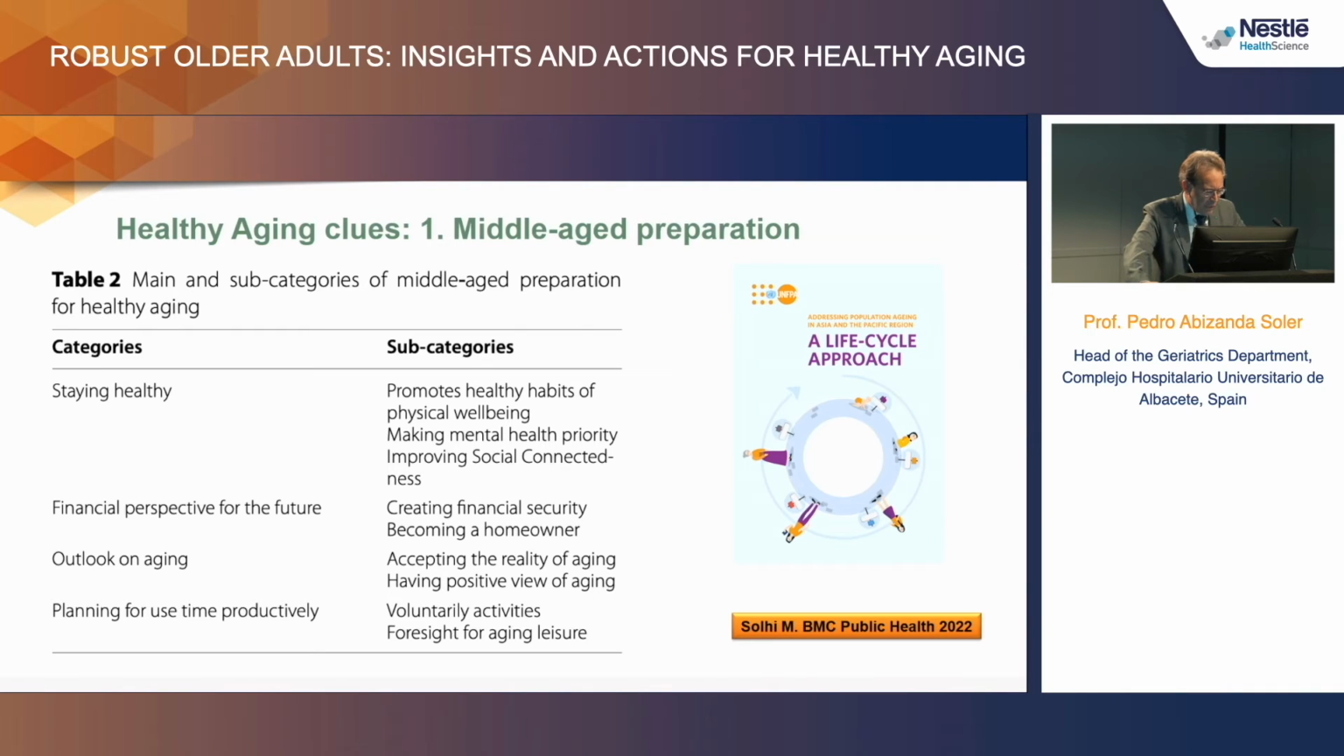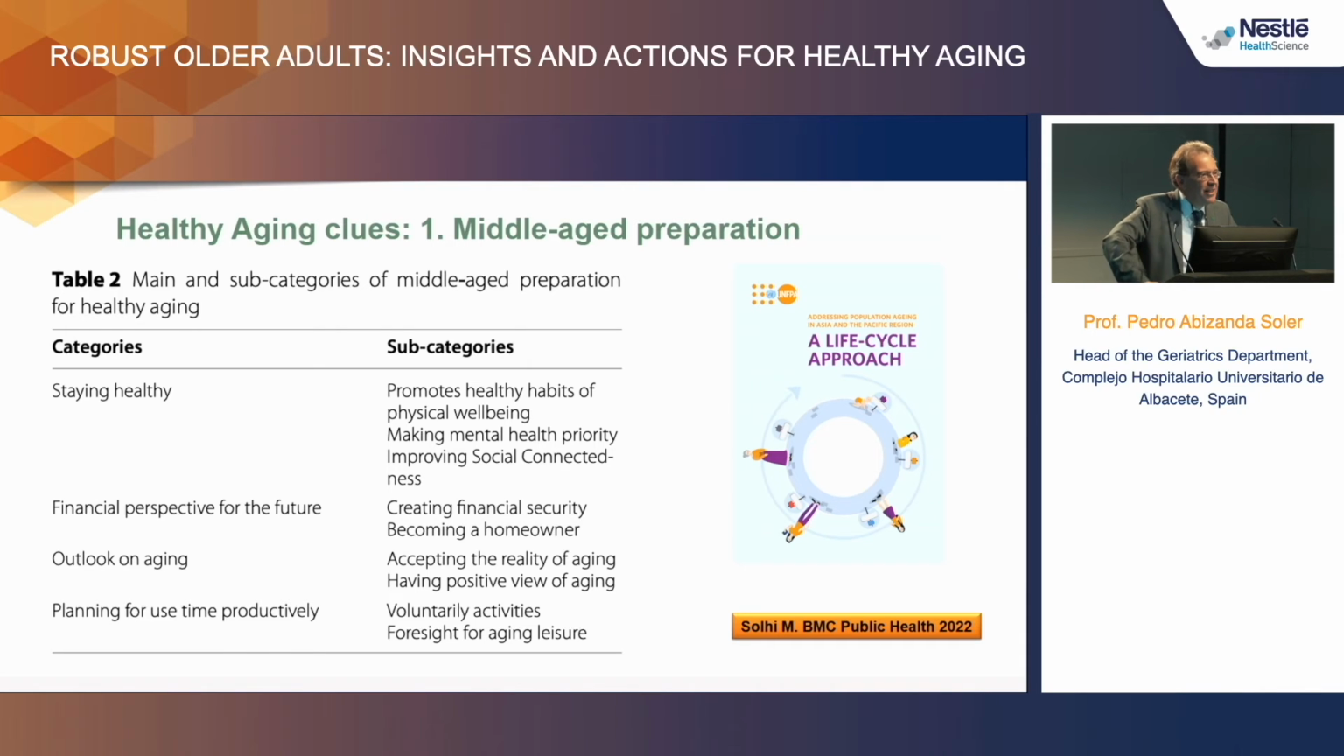And we have 3 clues for healthy aging. I think this is a really nice paper from 2022, and I recommend it. It tries to explain main categories and subcategories of middle age preparation for healthy aging. Because if we want to age healthy, probably we need to begin not at 70, not at 80, but probably at 30 or at 40. And 50, I'm not sure. I think I'm a little bit late, actually.